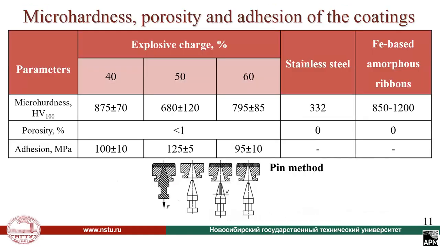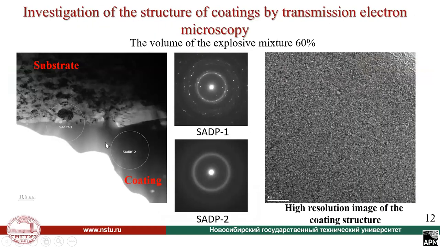Here are presented microhardness, porosity, and adhesion of these coatings. It can be seen that the coatings, which were produced with such wide detonation spraying modes, have really high microhardness, low porosity, less than 1%, and high adhesion. In general, the microhardness of these coatings is close to iron-based amorphous ribbons, which are produced by different methods. Investigation of the structure of the coating by transmission electron microscopy shows that the coating really has an amorphous structure, due to this diffraction halo, which can be seen on this slide.